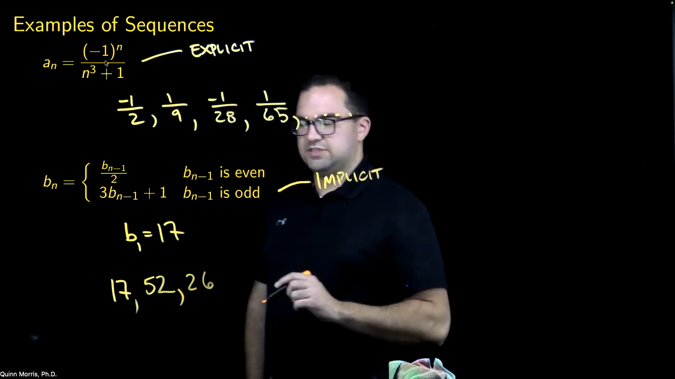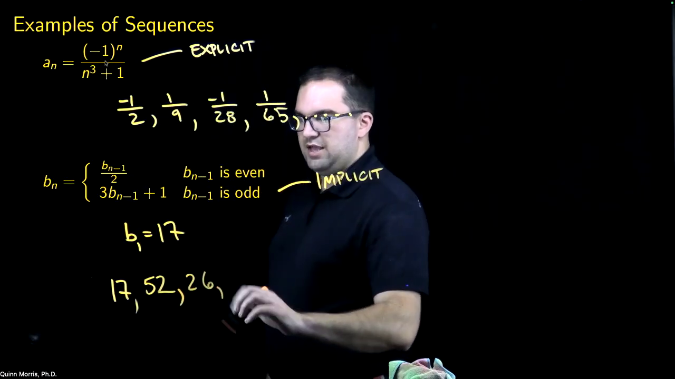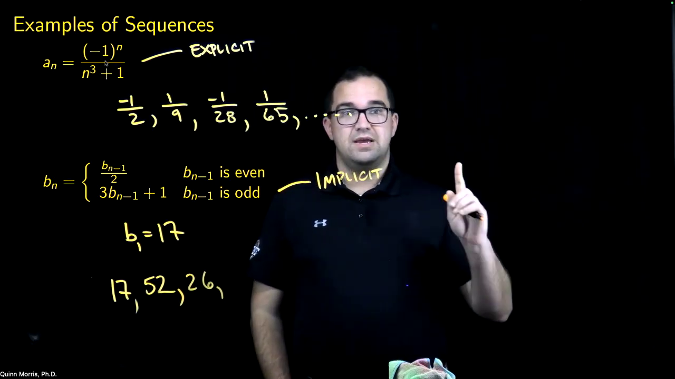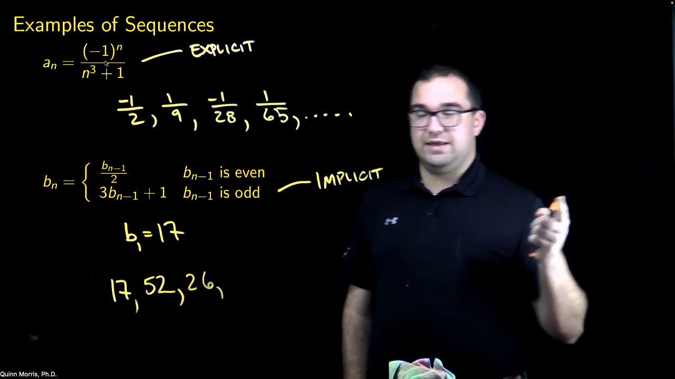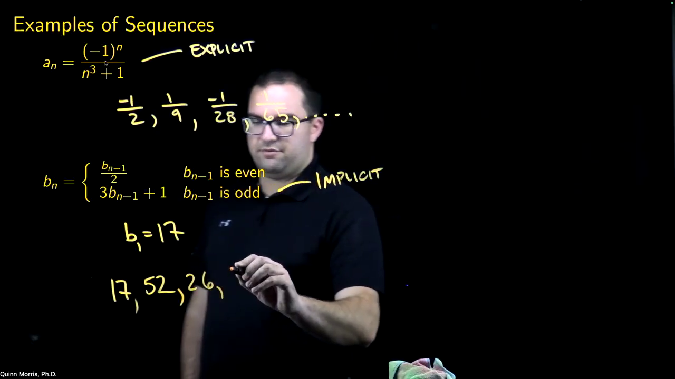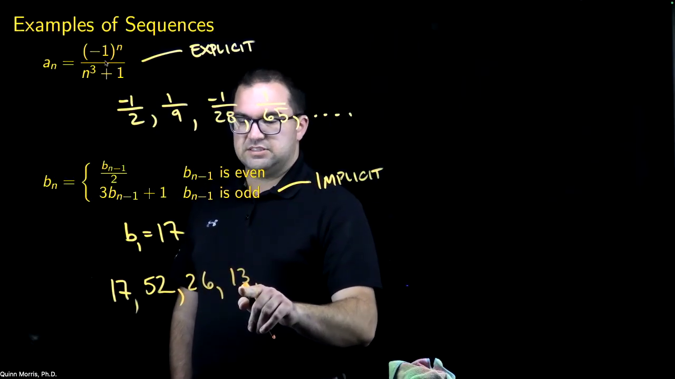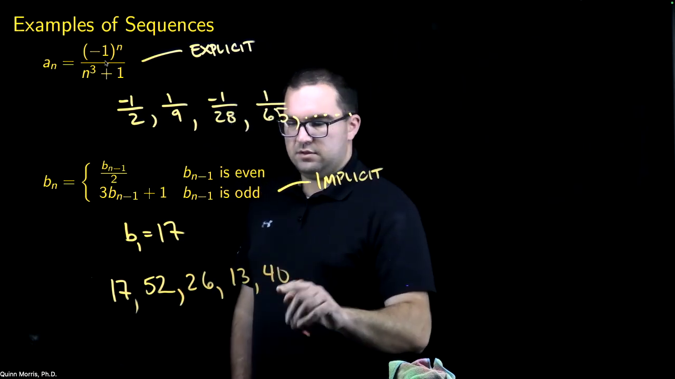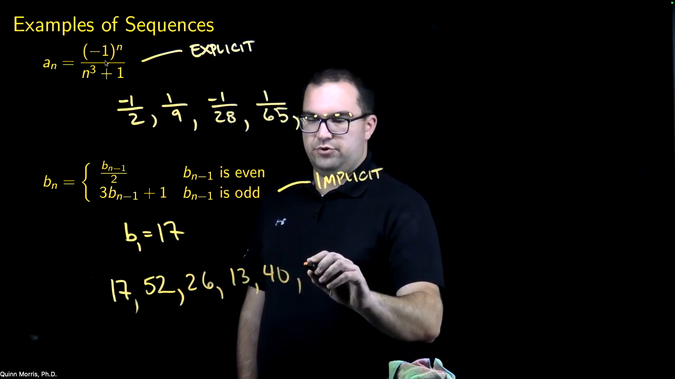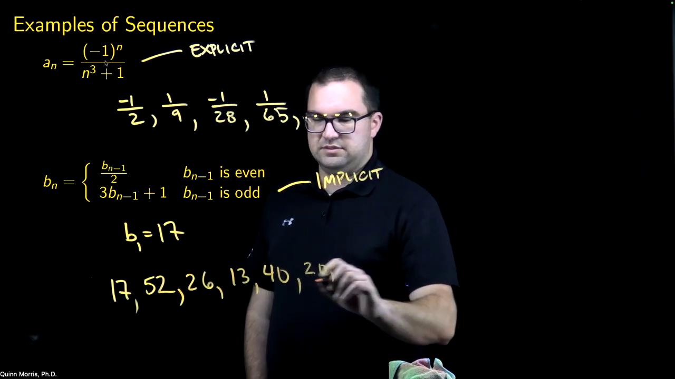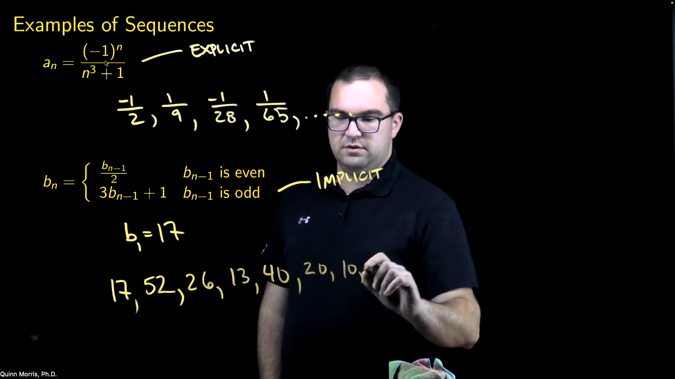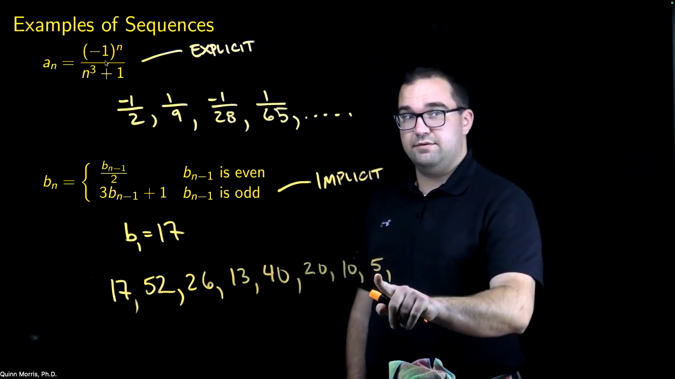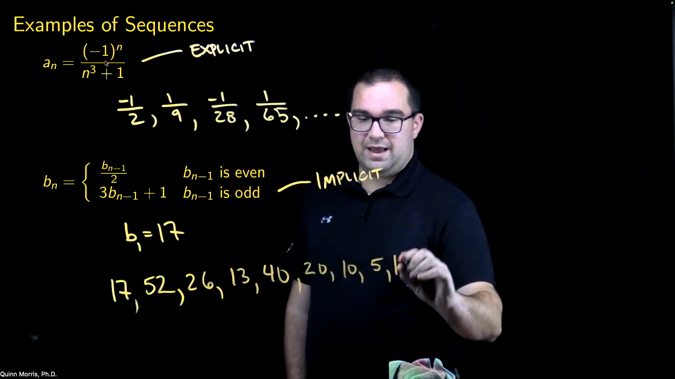And so what you can start to see is that what this sequence does is it takes the previous value. If it's even, it divides it by 2. If it's odd, it multiplies it by 3 and adds 1. So this is even, I'm going to divide by 2. This is odd, so I'm going to multiply by 3 and add 1. This is even, so I'm going to divide by 2. This is even, so divide by 2. This is even, so divide by 2. This is odd, so I'm going to multiply by 3 and add 1.